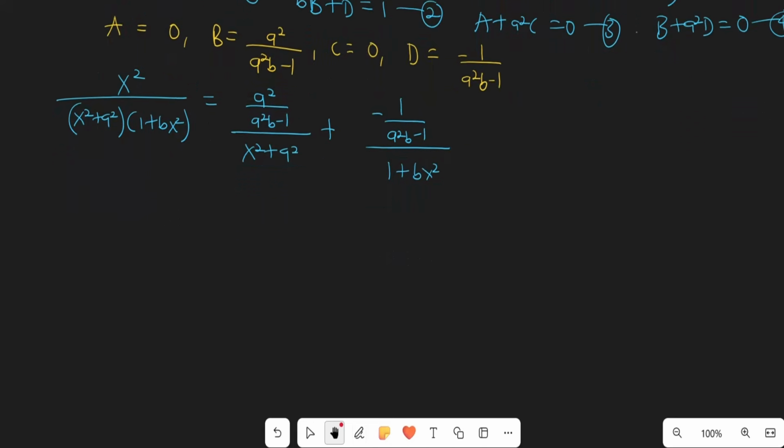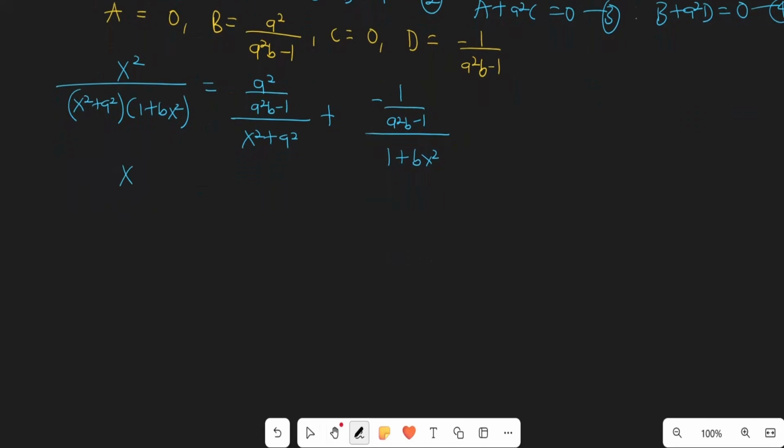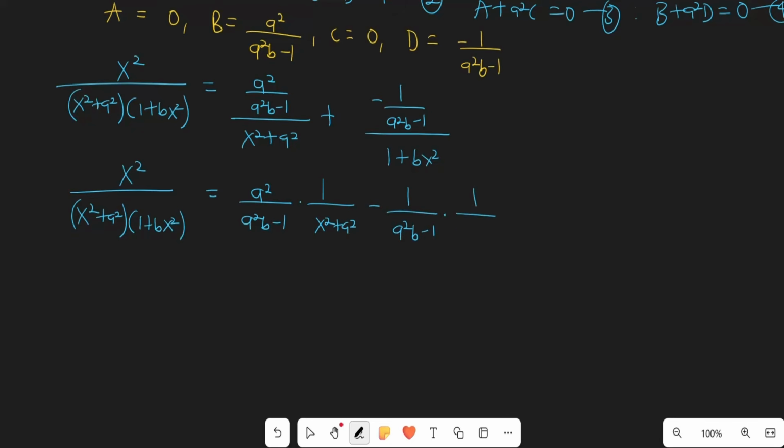Right. So this is x squared all over x squared plus a squared, multiplied by 1 plus bx squared. And this is the same as a squared all over a squared b minus 1, multiplied by 1 all over x squared plus a squared, and then minus 1 all over a squared b minus 1, multiplied by 1 all over 1 plus bx squared.